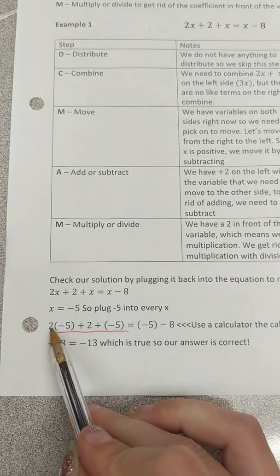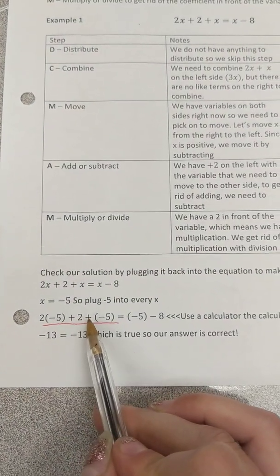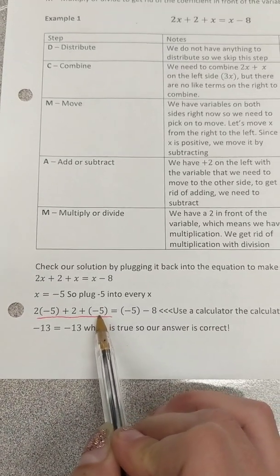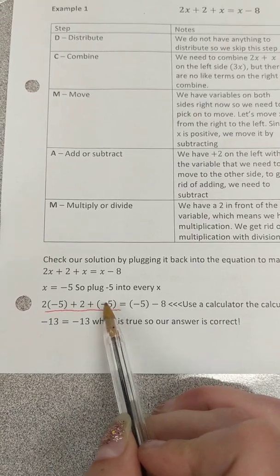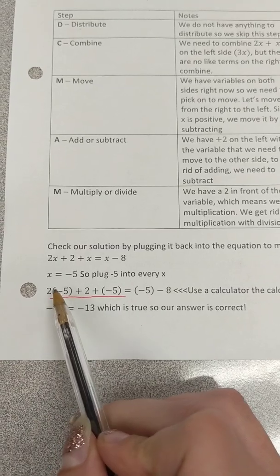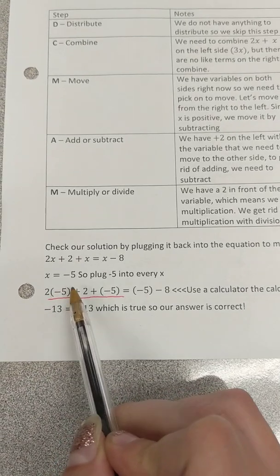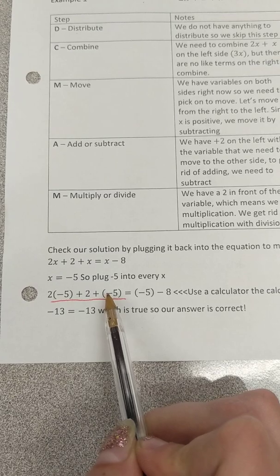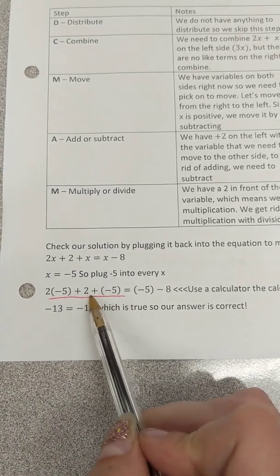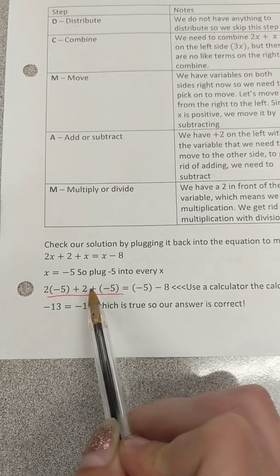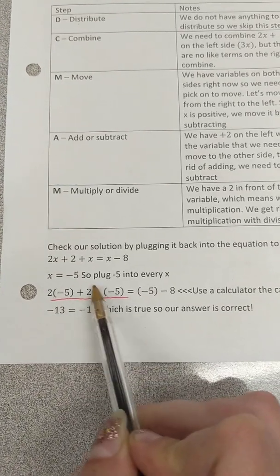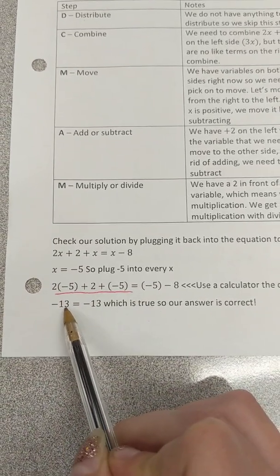I'm going to plug 2 times -5 plus 2 plus -5 into my calculator. Take your time to do that. Open up Desmos or get a calculator and type that in. If you need to pause the video so that you can do that, please do so. Once you've done that, you hopefully have seen that this left side is equal to -13.